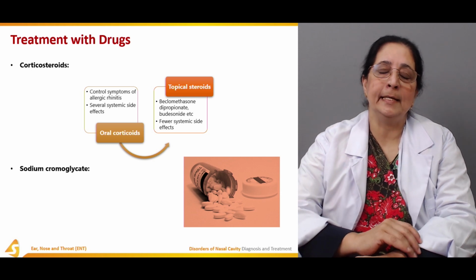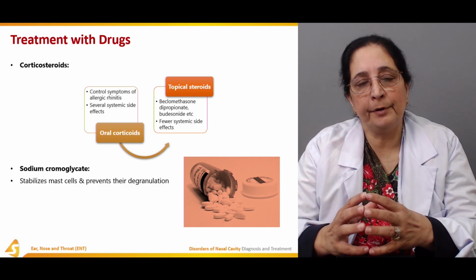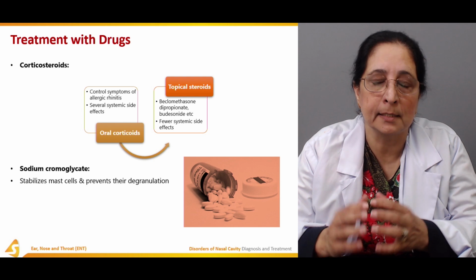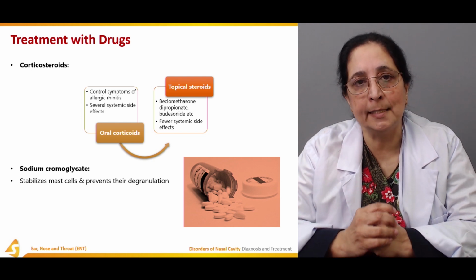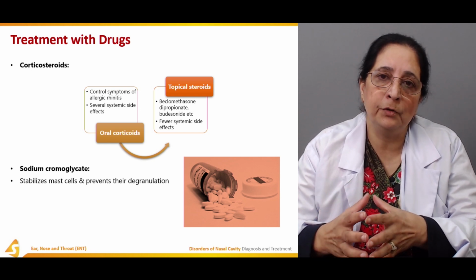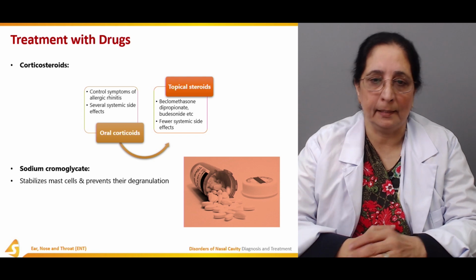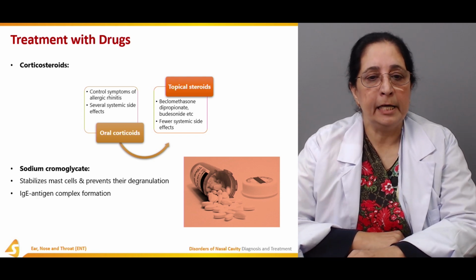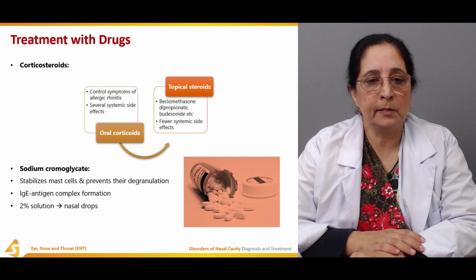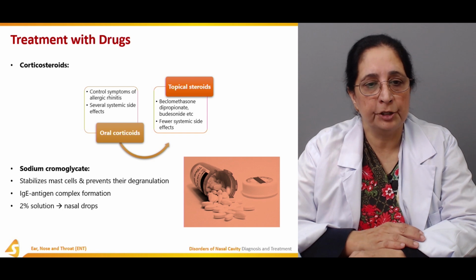Sodium chromoglycate is a very important drug as a prophylactic drug. It can prevent the attacks. It can prevent the degranulation of the mast cells, preventing IgE antigen complex formation. But sodium chromoglycate is not effective if the attack has already occurred, so don't use it then. It's only used as a prophylactic measure and it prevents the attack. A 2% solution as nasal drops can be used if there is nasal stuffiness and nasal congestion.